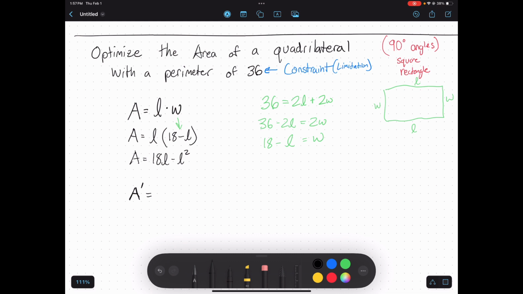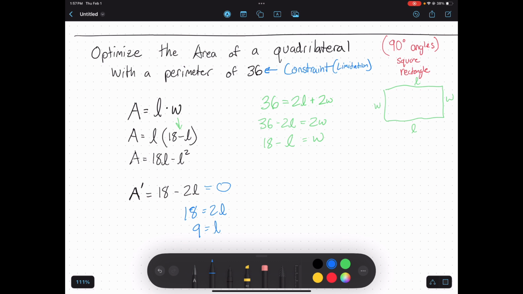Absolutely. So what's my derivative of my area function? Derivative of 18L is just 18. Minus derivative of L squared is just 2L. I know it's not X, but we still do the derivatives the same exact way. Now that I have my derivative, what am I going to do? I'm going to set this equal to 0 and solve. I get 18 equals 2L. Divide by 2 and I get L is equal to 9.